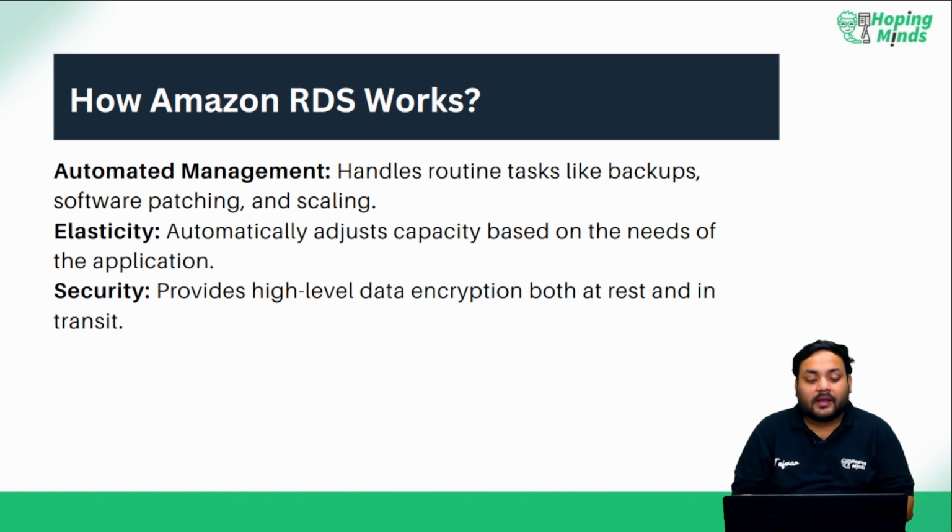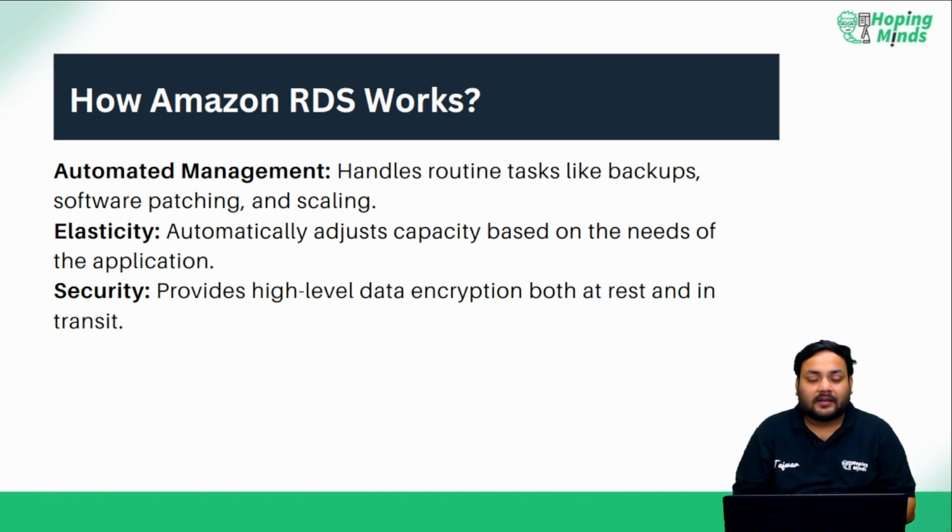Now, how does Amazon RDS actually work? Amazon RDS provides automation. With automated management, it handles routine tasks like backup, software patching, and scaling. Whenever we talk about databases, each database has some routine work, like everyday backups, snapshots, software patching, and scaling when there is an increase in traffic. RDS works on these automatically.